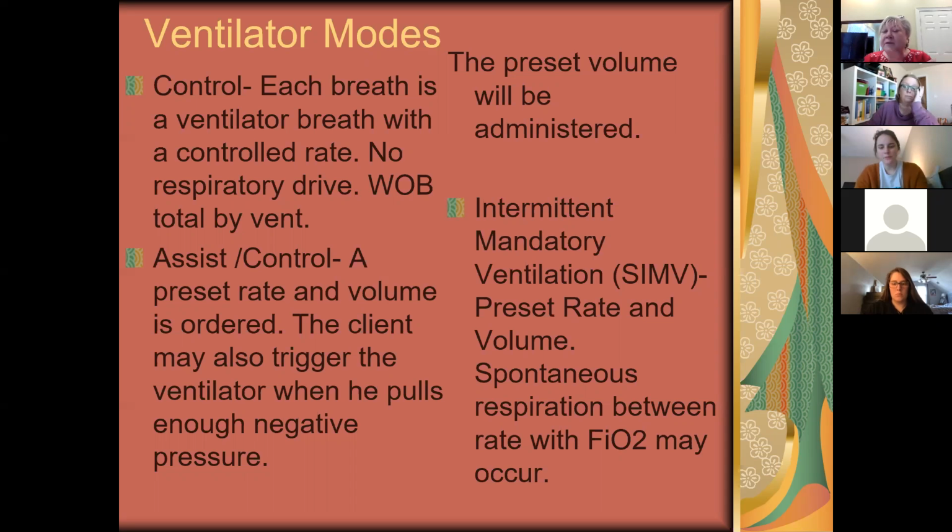16 breaths per minute with a volume of 600 mLs and an FiO2 of 60. And they're going to get that every single breath, no matter what.